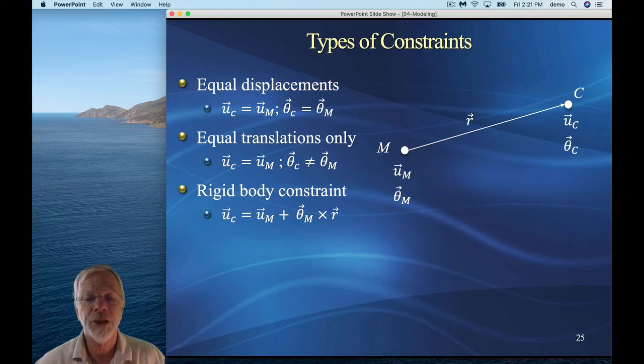And then, of course, we have the rigid body constraint. In the rigid body constraint, UC is going to be constrained by both the translations of node M as well as the rotations, and the well-known equation relating the translations of point C to the translations and rotations of point M is shown here. And obviously for rigid body constraints, the rotations of point C are going to be the same as the rotations of point M. I'd like to point out that this equation for the rigid body constraint involves linear kinematics.